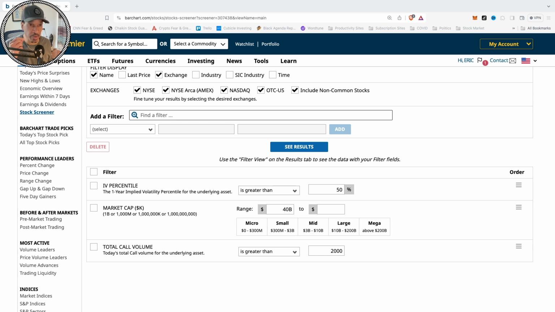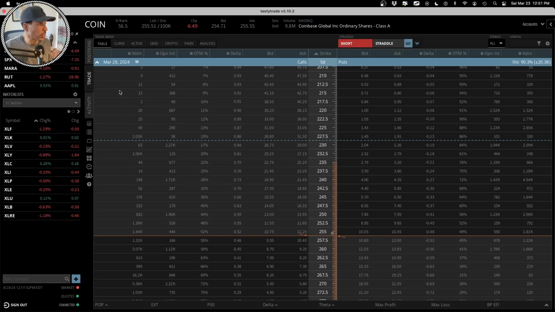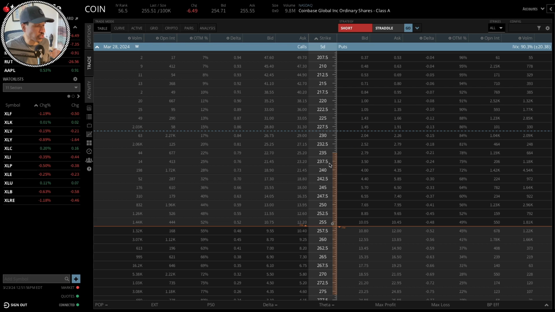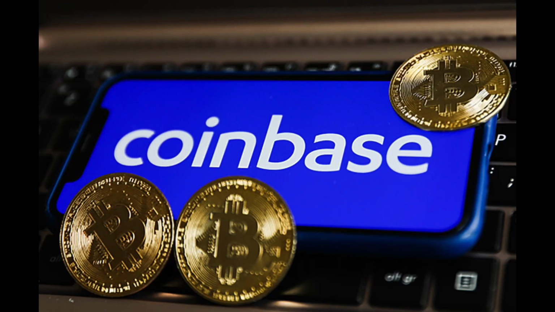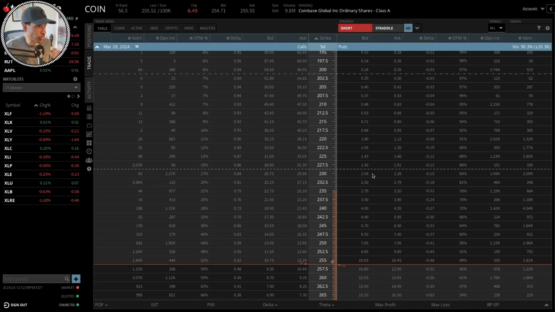So what are cash secured put options? Let me go to the trading platform here for those who may be unfamiliar. Let's say, for example, I'm looking to sell some cash secured put options on COIN. COIN is the ticker symbol for Coinbase, which is the cryptocurrency broker, right?